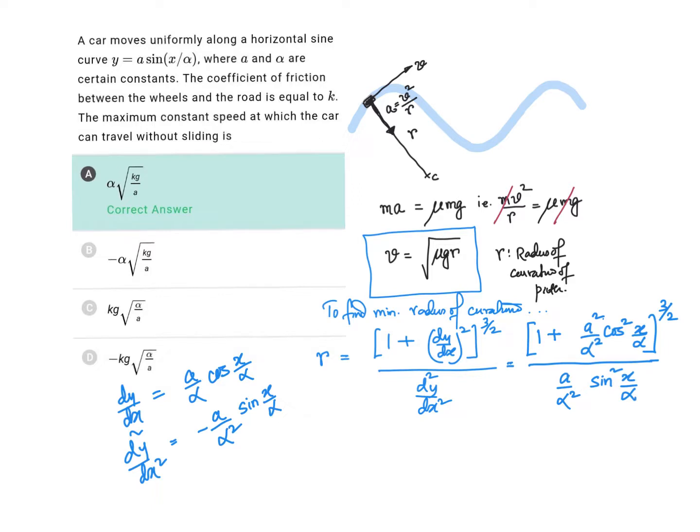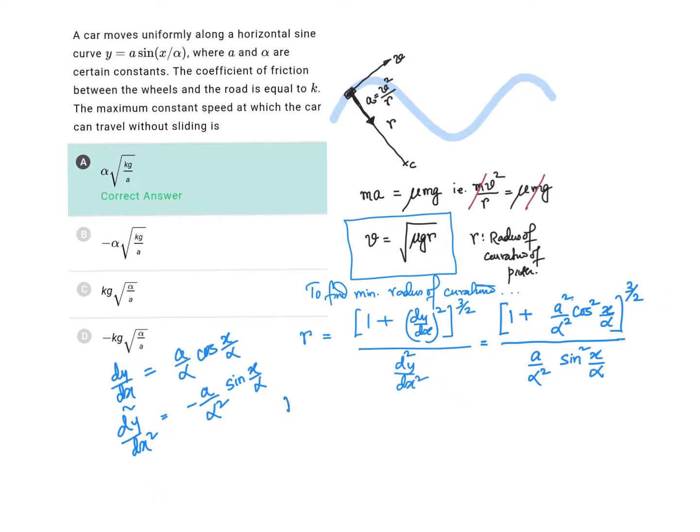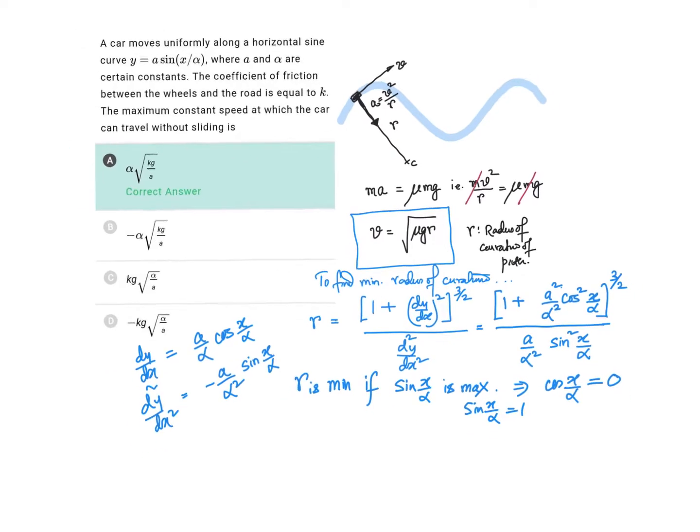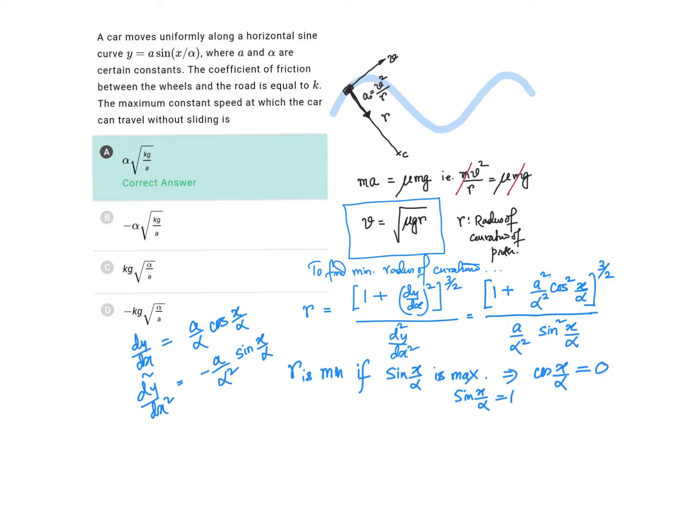So a by alpha square sine x by alpha. So we have to find the minimum radius of curvature. So radius of curvature r is minimum if sine x by alpha is maximum. Sine x by alpha is maximum implies cosine x by alpha is equal to 0. So sine x by alpha maximum means that it is equal to 1. So we'll put 1.